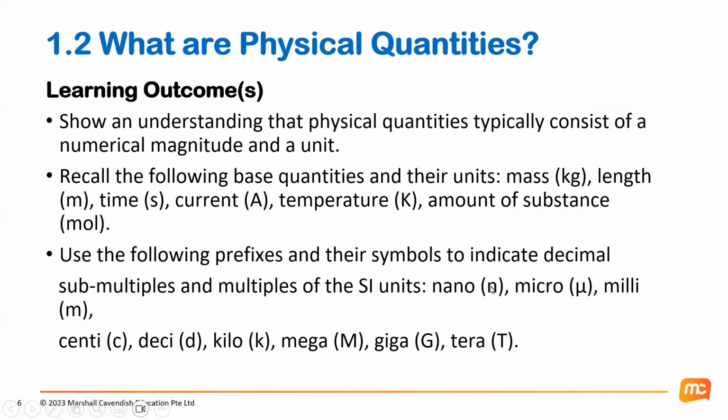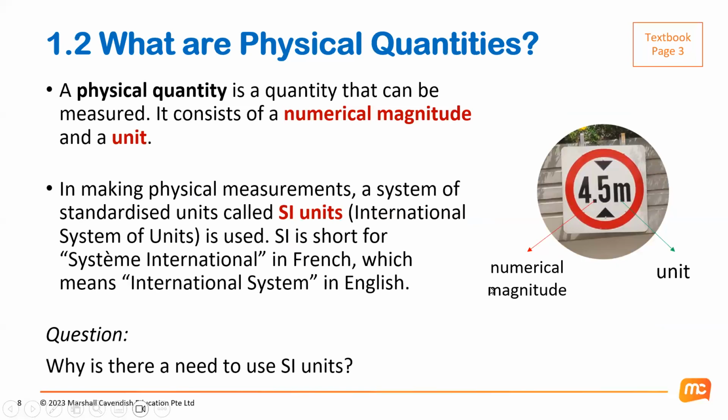These are the learning outcomes. Physical quantities are anything that can be measured. It usually consists of a number and a unit. In physics, we are very particular about units because there are a lot of formulas, and every time you sub into a formula, the quantities that you are subbing in must be in SI units. Why SI units? Because SI units are the standardized units that are recognized worldwide.